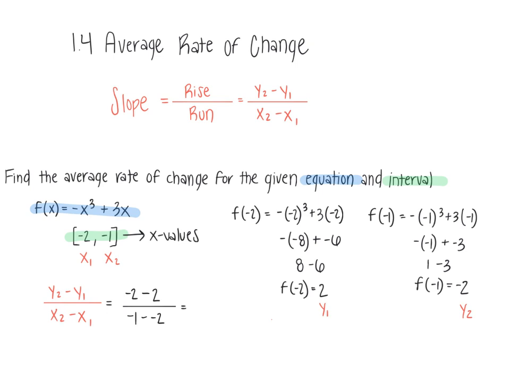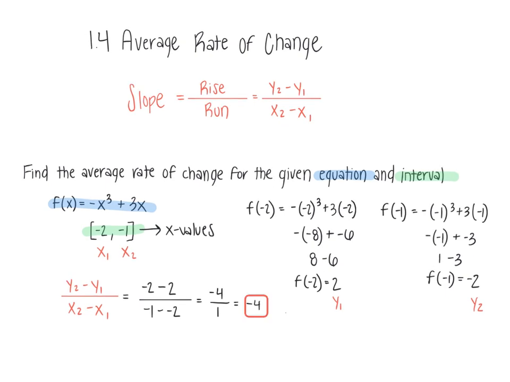So here I'm going to get -2 minus 2 is -4. And then -1, remember when you have a negative being subtracted, it becomes positive. So -1 plus 2 becomes +1. So my answer becomes -4 as my average rate of change.